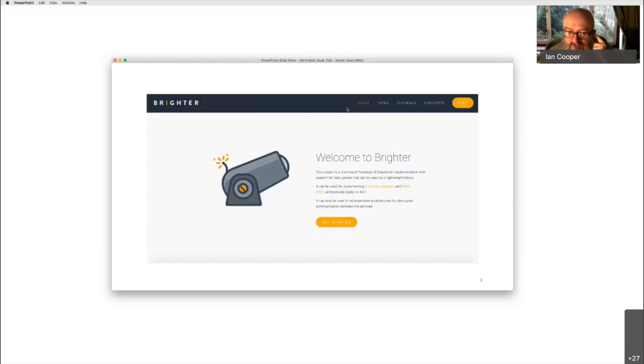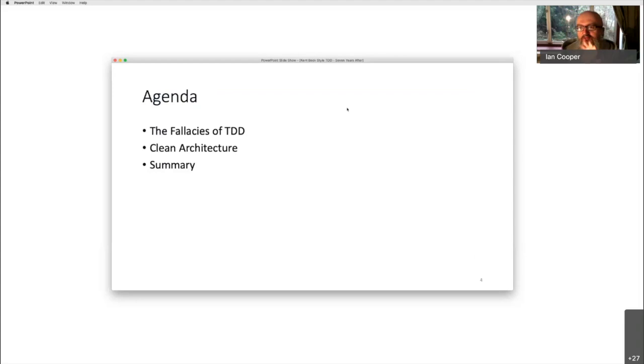All right, so the bulk of this session will be about fallacies, and a principle that you should use instead for TDD, that I see still permeating the industry. And then I will talk a little bit about clean architecture, a very short section, because I think it's useful to understand how it can fit into helping our TDD practice. And we'll get a little summary at the end.